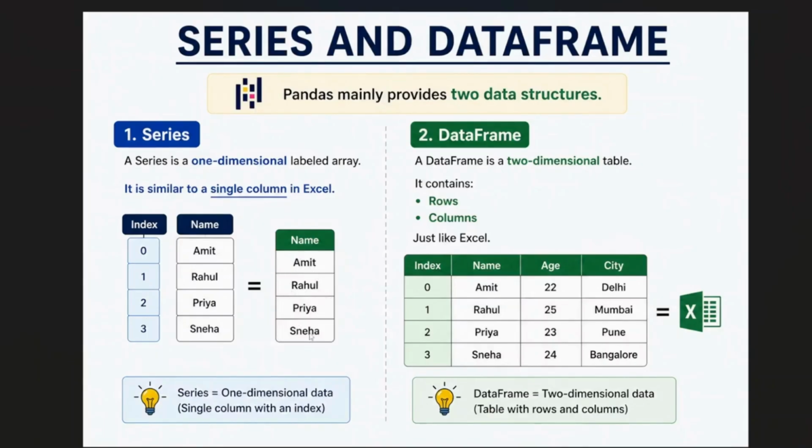And the second one is your data frame. A data frame is a two-dimensional table. It will contain rows and columns, just like Excel. You can see multiple columns, two-dimensional data, a table with rows and columns, like an Excel sheet. So that is the difference between series and data frame. Now let's see how we can create series and data frame practically.